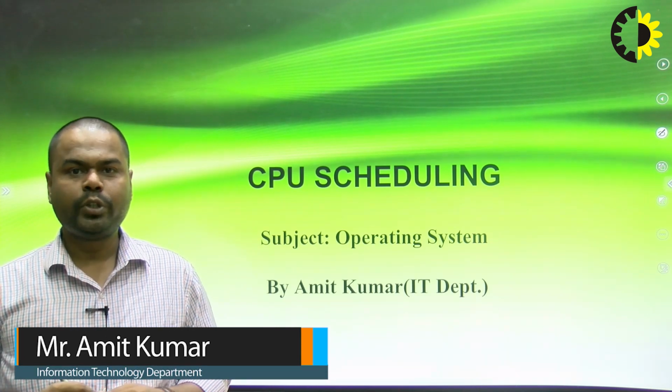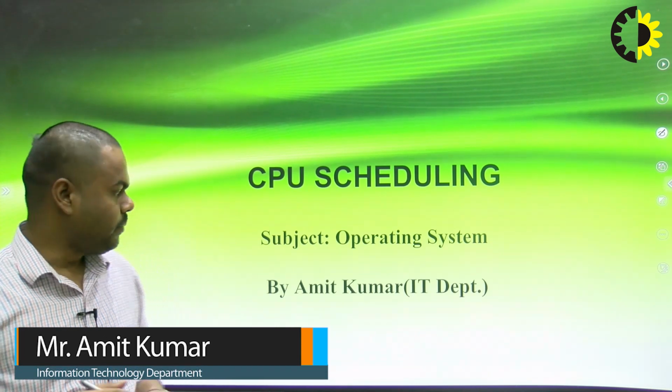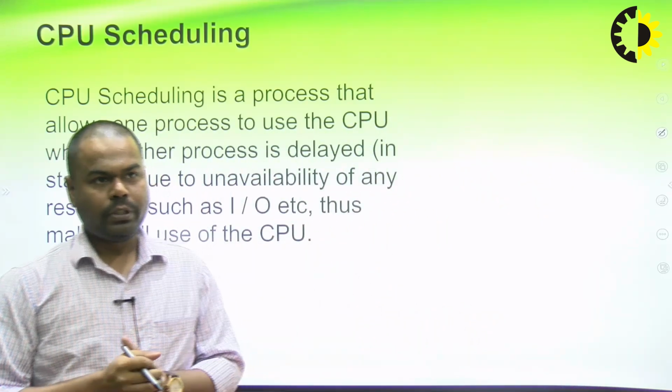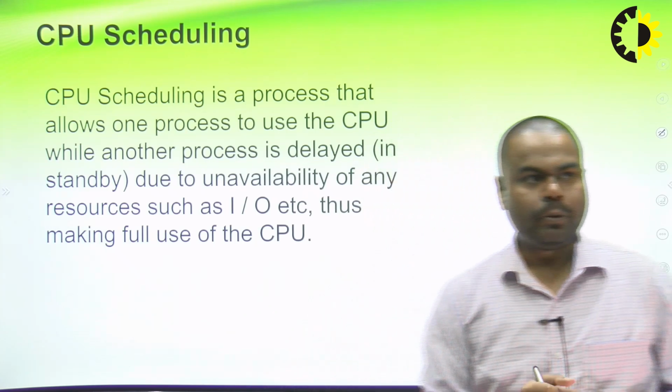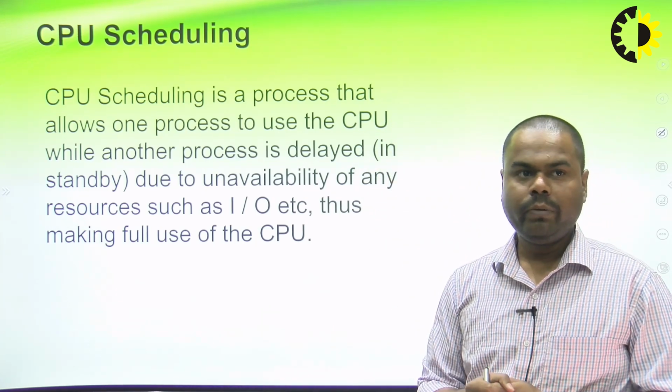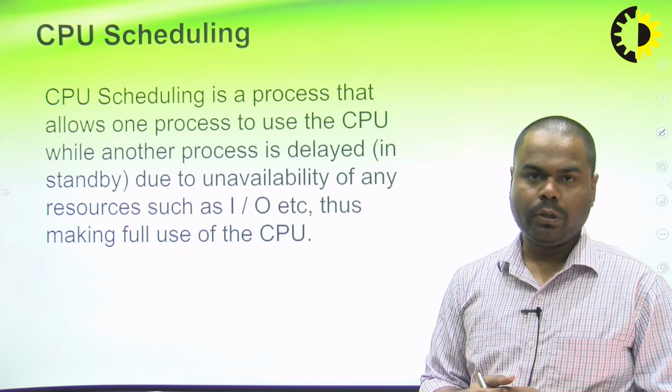The topic is CPU scheduling, which comes under the operating system. So what is CPU scheduling? CPU scheduling is a process that allows one process to use the CPU while another process is delayed in standby due to unavailability of any resources such as input or output.